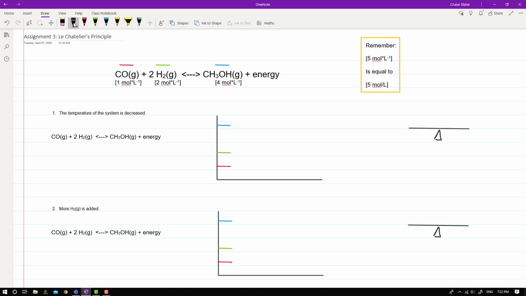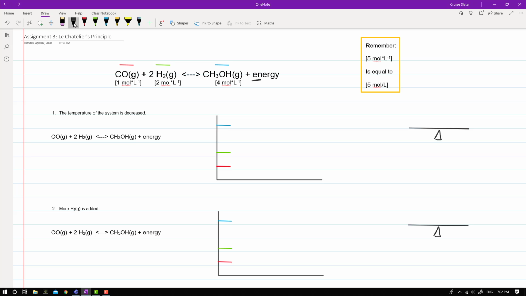In this video, we're going to be looking at how Le Chatelier's principle can be applied to chemical equilibrium questions. We're going to focus on this equation of carbon monoxide reacting with 2 moles of hydrogen gas in a reversible reaction to create 1 mole of ethanol and energy.